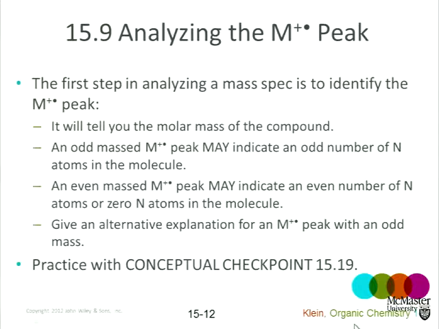So the first step in analyzing mass spec is to identify the M dot plus peak, which tells you the molar mass of the compound, and from that we can get some information. Odd-massed molecules may well contain 1, 3, or any odd number of nitrogen atoms. Most organic compounds actually have an even molecular weight. Combine 12 for carbon, 1 for hydrogen, an even number of hydrogens. Oxygen is 16, nitrogen is 14. So when we do all those combinations, we find that most molecules that lack nitrogen have even molecular weights. So if we find an odd molecular weight ion, that is an indicator that nitrogen atoms may be present in the molecule. Even mass may indicate zero or an even number of nitrogen atoms.